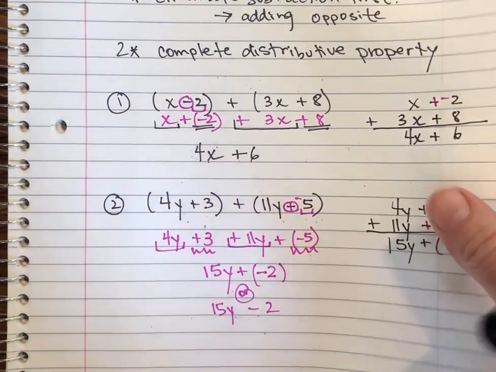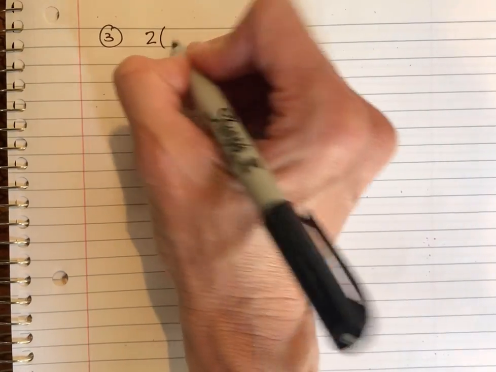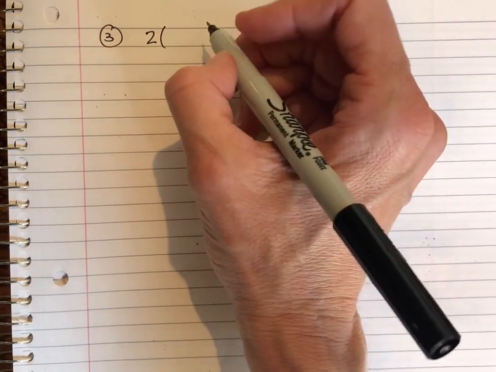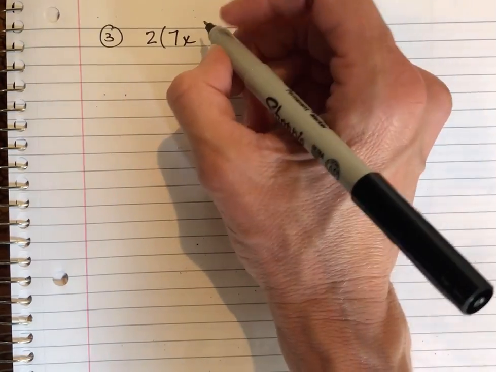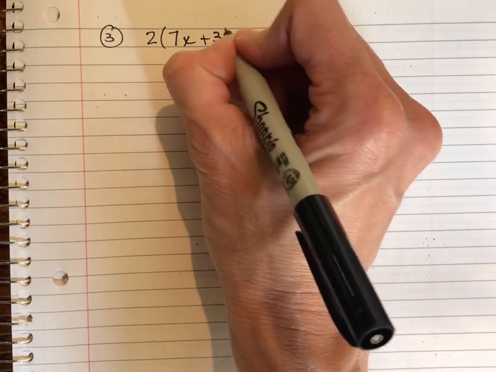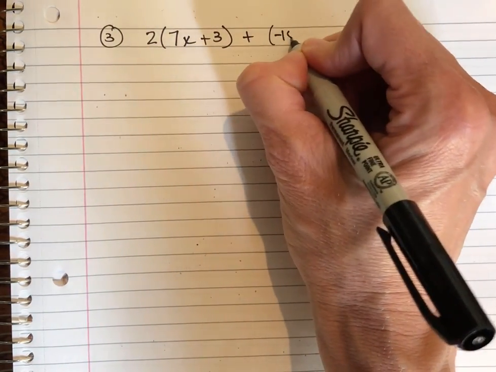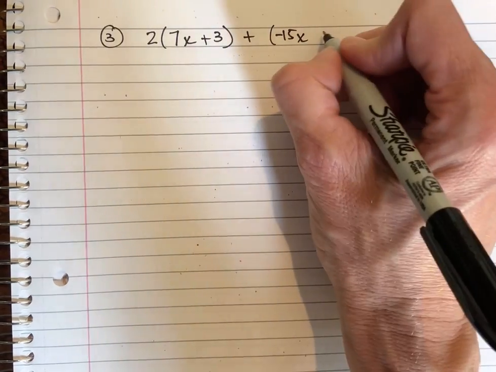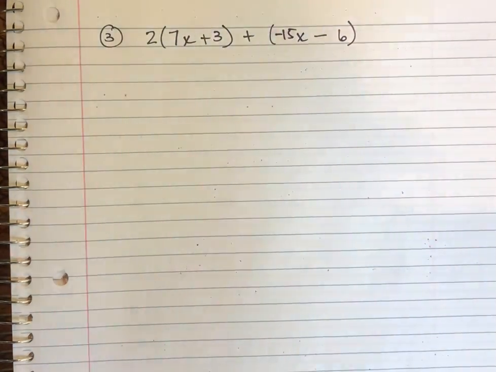Okay, I need a new page for number 3 already. Here we go. Number 3. Okay, so now we're going to show what it looks like when we have subtraction and the distributive property. So 2 times the quantity 7x plus 3. And we're going to add the linear expression -15x minus 6. Okay, so let's eliminate subtraction first.